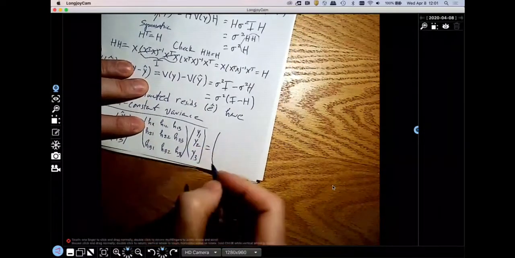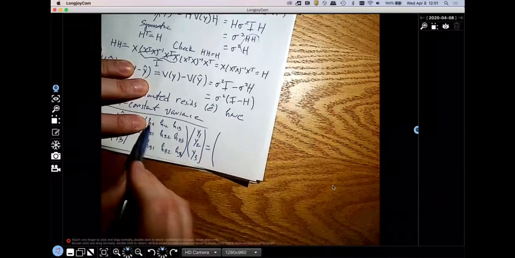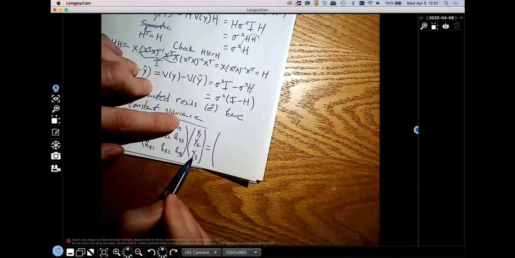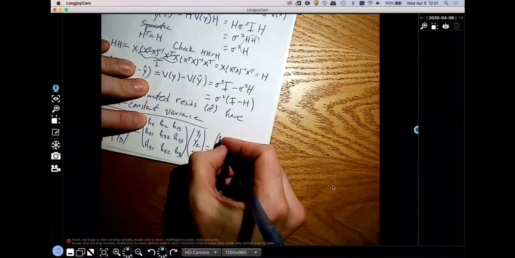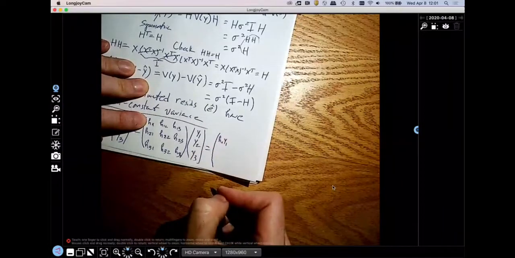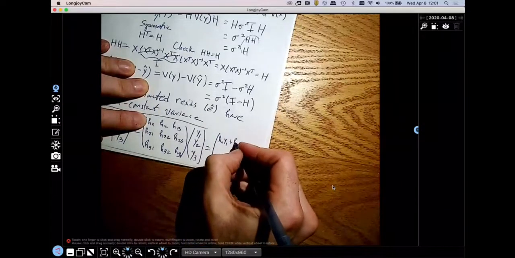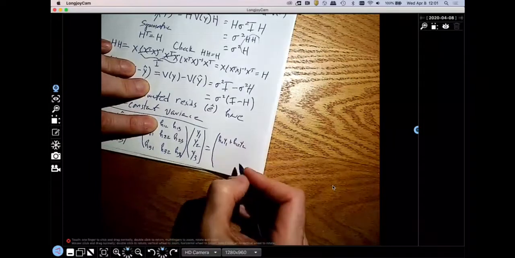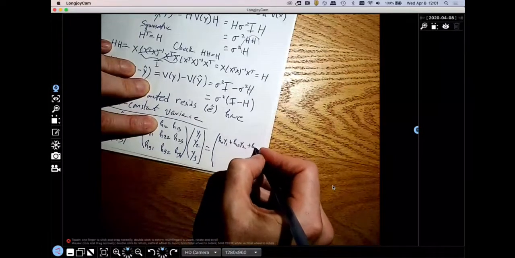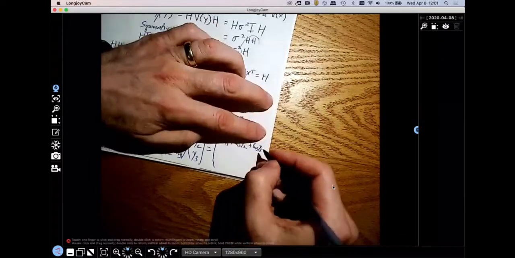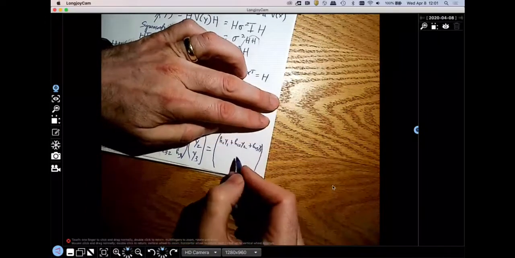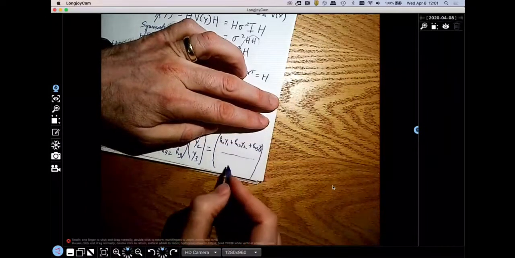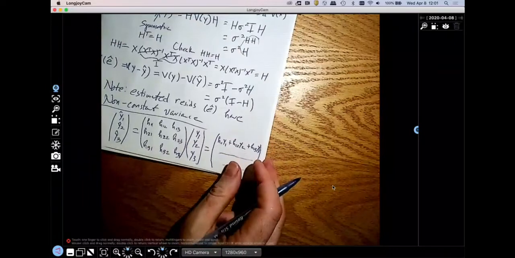So what is the first row? It's going to be this times this, plus this times this, plus this times this. So h11y1 plus h12y2 plus h13y3, and we are going to have something similar here and something similar here.